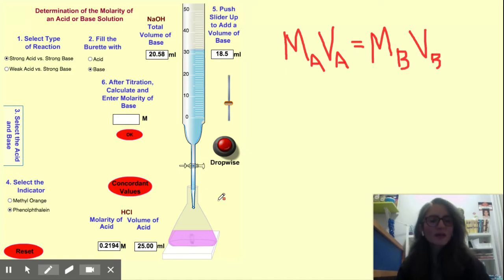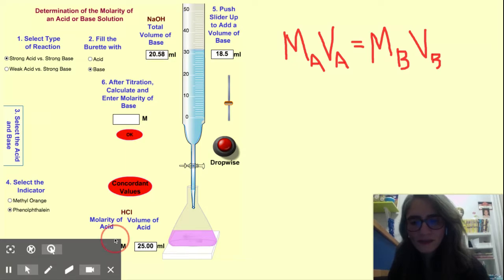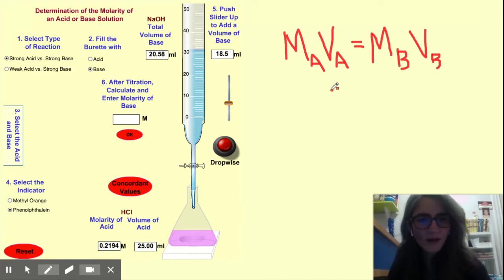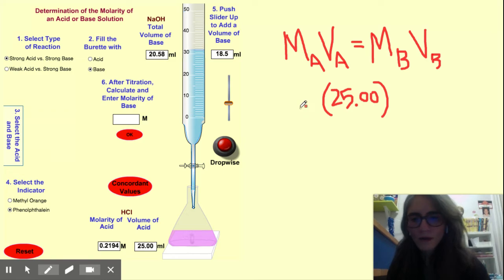Okay, not bad. So then what kind of numbers do we have? I actually have the molarity of the acid. You see it down here, right? And we have the volume of the acid as well. So I'm going to grab those numbers. Volume of the acid is 25 milliliters. I'm going to write exactly the number like that. I also know the molarity of the acid, which is right here, M of A. So I'm going to put it right here. Molarity of the acid is 0.2194, and I'm going to multiply those two things.